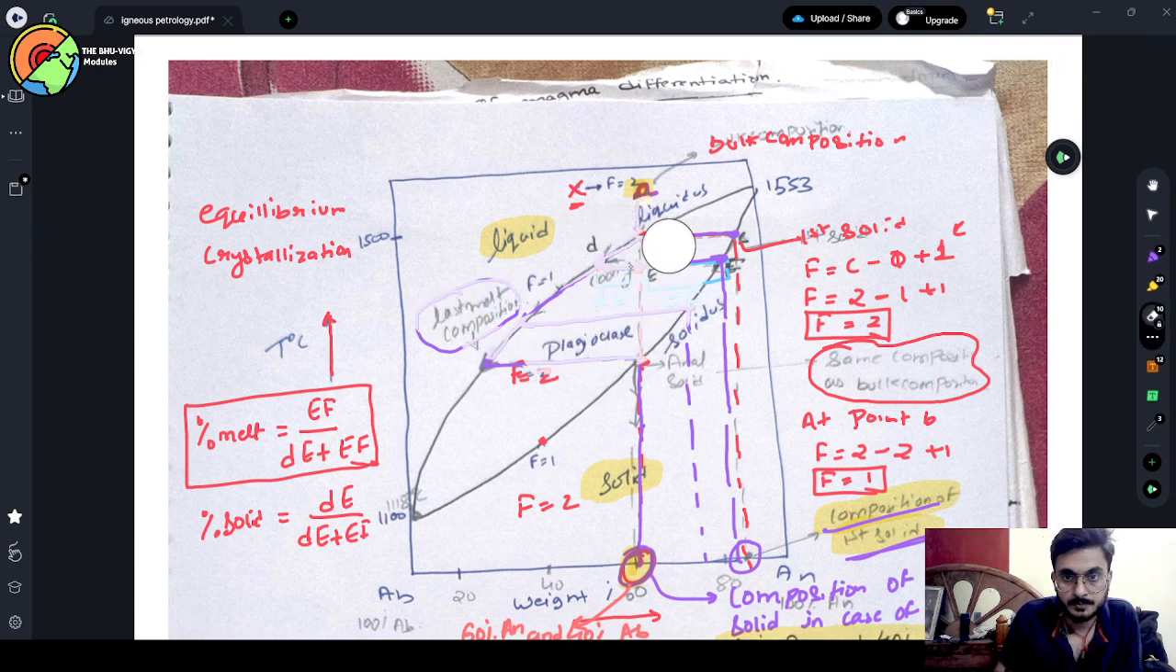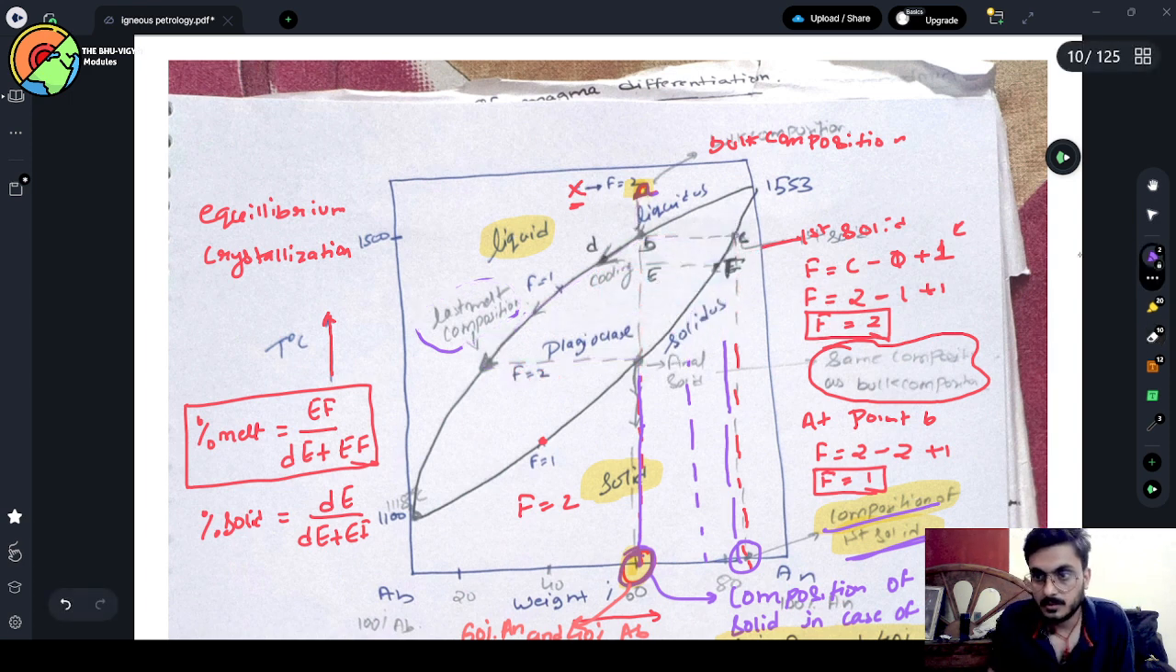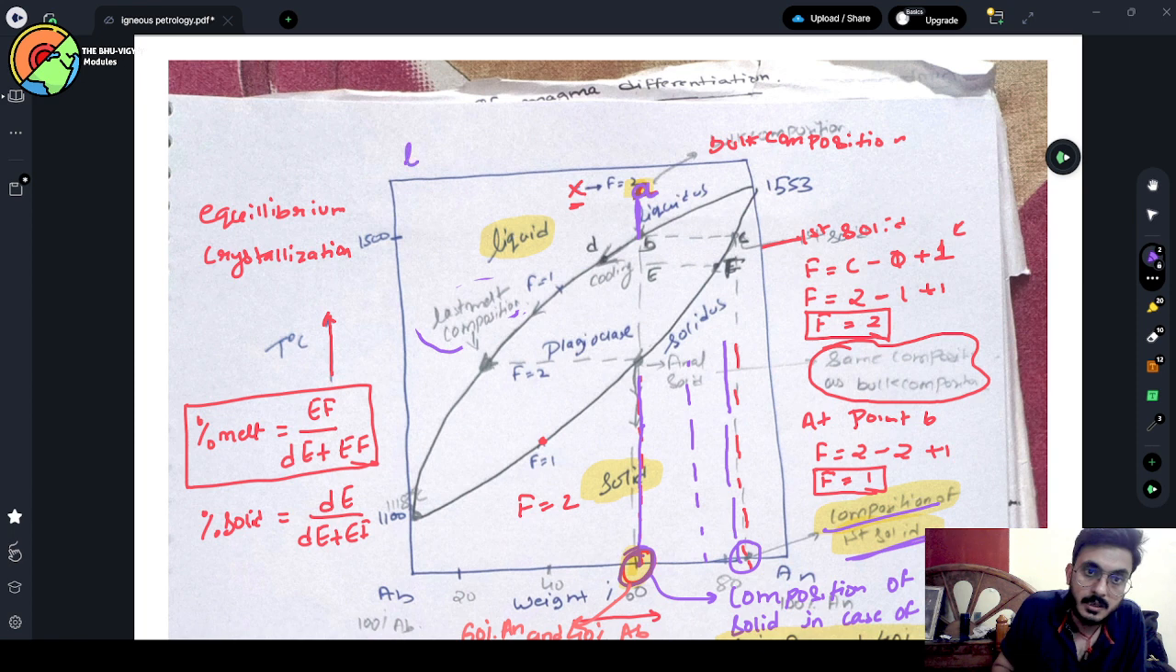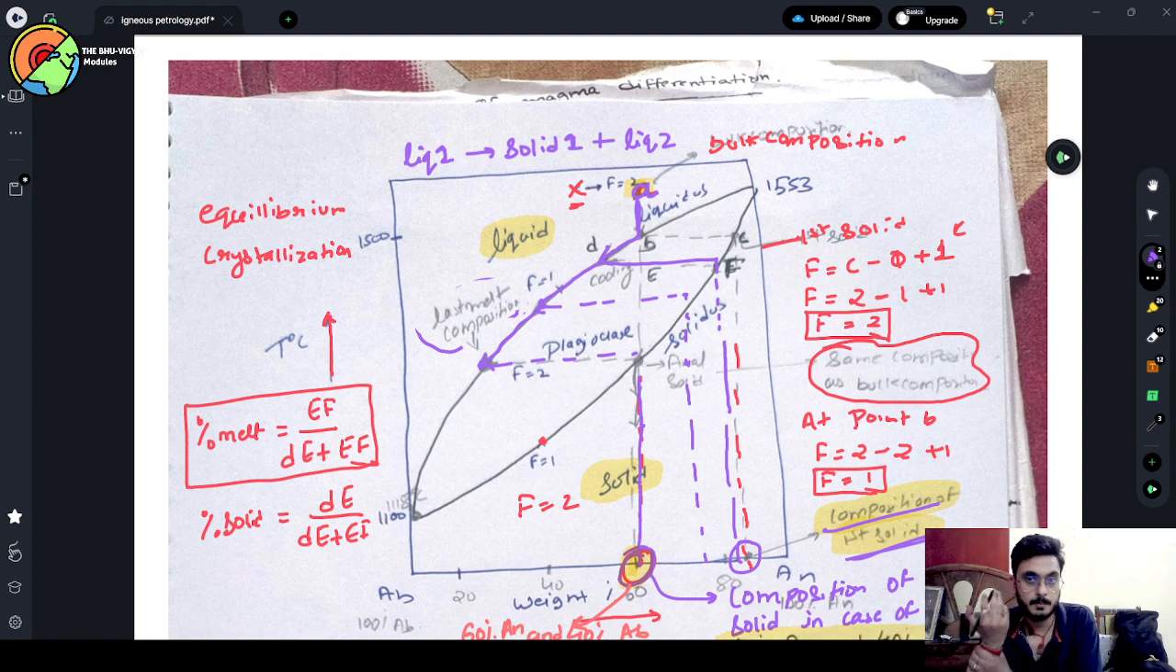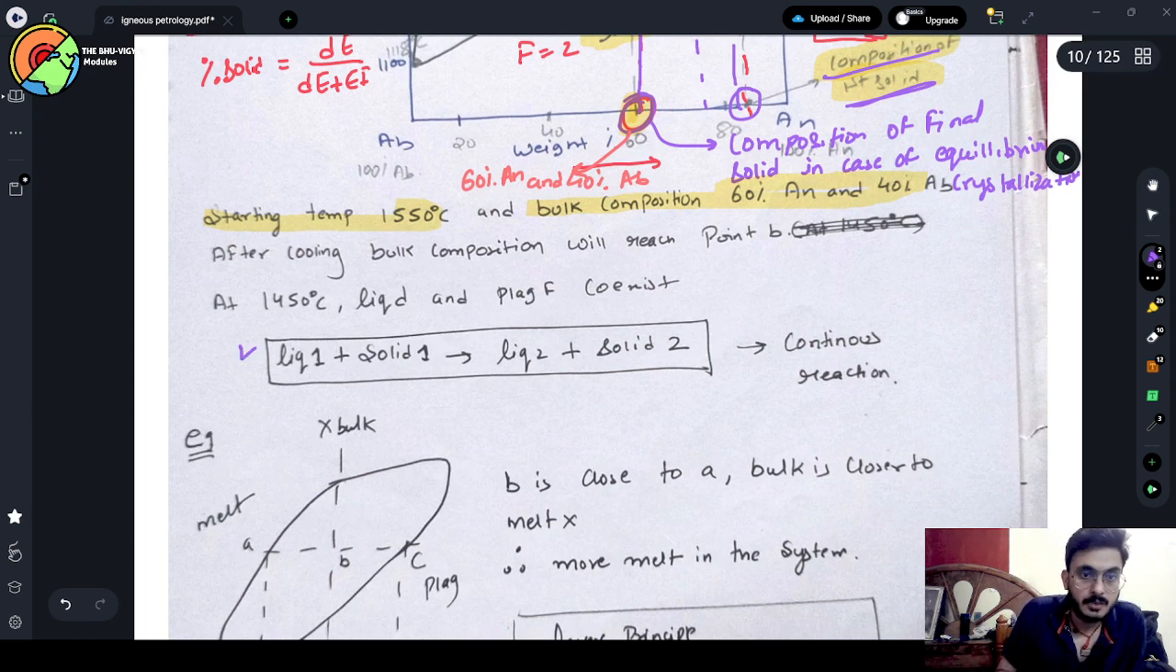Now as this reaction proceeds, see, this is the bulk composition. As this curve hits the liquidus, the first crystal will start to crystallize. So the reaction here will be liquid 1 gives solid 1, and the composition of this liquid will change because it has given solid 1, so it will become liquid 2, and this curve will move in this direction. Another composition we will get of this one, as I have discussed before. Further this will move here like this, another composition will be this one, and the last composition will be like this, which is equivalent to your bulk composition. So I have written here: liquid 1 plus solid 1 will give liquid 2 plus solid 2 if the reaction further proceeds.